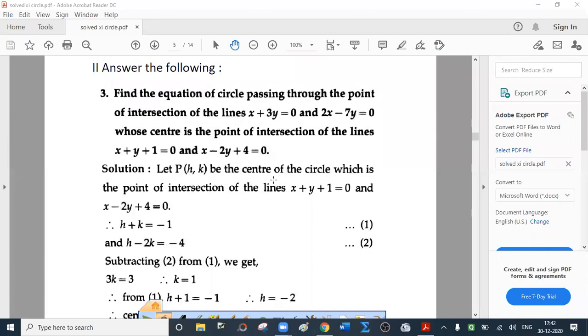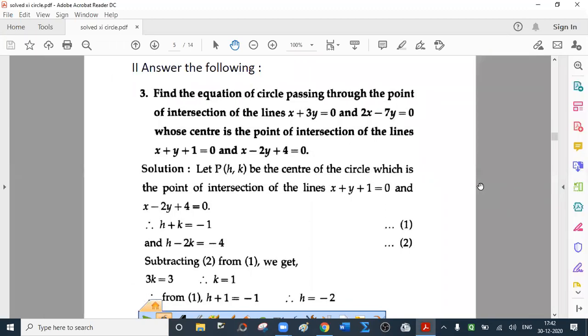Now let me explain the solution. Don't write this. Find the equation of circle passing through the point of intersection of lines x plus 3y equal to 0 and 2x minus 7y equal to 0, whose center is the point of intersection of the lines x plus y plus 1 equal to 0 and x minus 2y plus 4 equal to 0. This is not difficult. Yes, this is lengthy because we have to solve these two equations to get point on the circle and these two equations to get the center. Then find distance between them to get the radius.